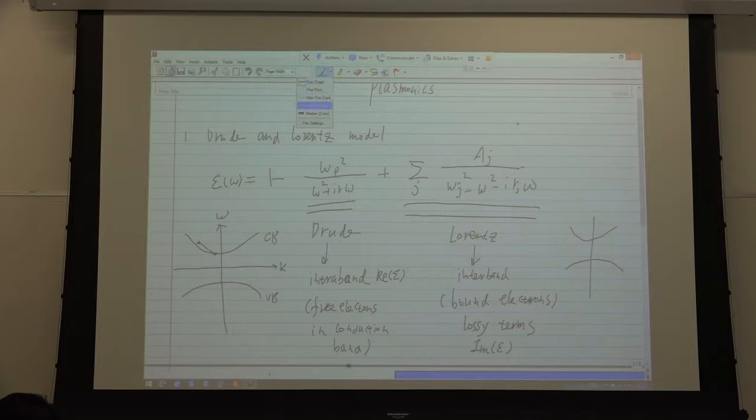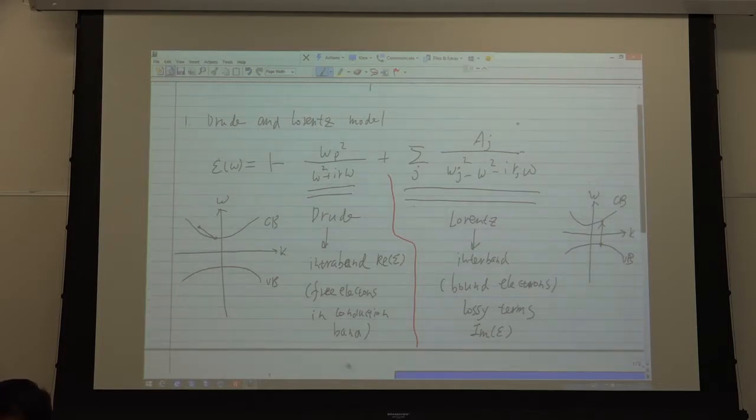Let me add a cover. This is the valence band, this is the conduction band. This is K. This is the interband transition. So this is very important.